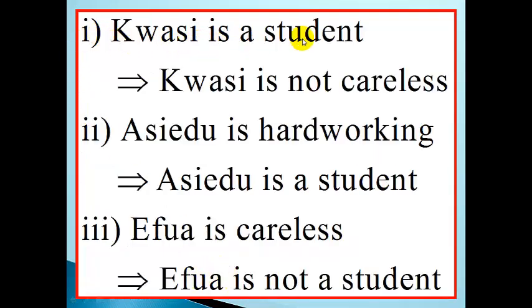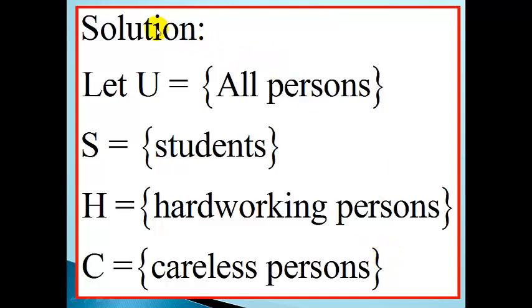I. Kwasi is a student implies that Kwasi is not careless. II. Asiedu is hardworking implies that Asiedu is a student. III. Ifua is careless implies that Ifua is not a student. Now, solution. Let U be all persons. S equals students. H equals hardworking persons. And C equals careless persons.